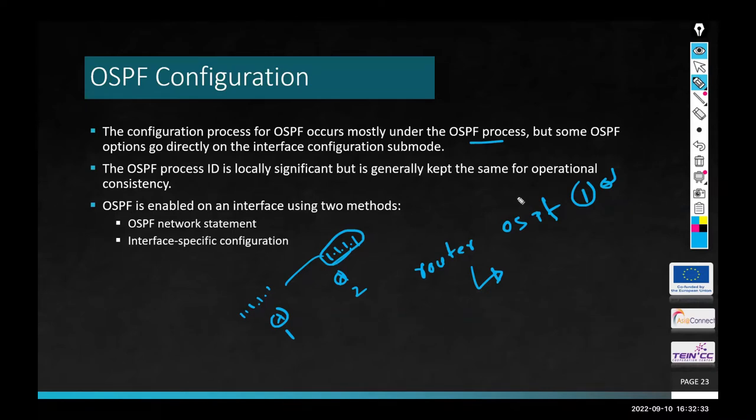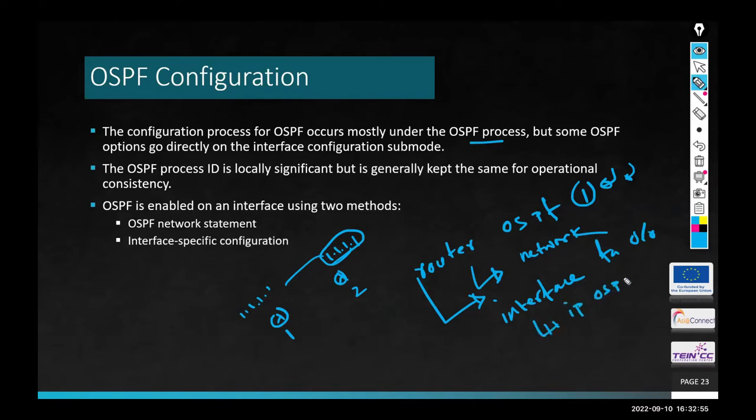We can configure OSPF in two ways. One is the network statement command, like network under the OSPF process. And also we can configure OSPF under the interface, like interface FastEthernet 0/0, and under that we configure ip ospf 1 area 0. So in these two ways we can configure OSPF: one under the OSPF process using the network statement, another under the interface.